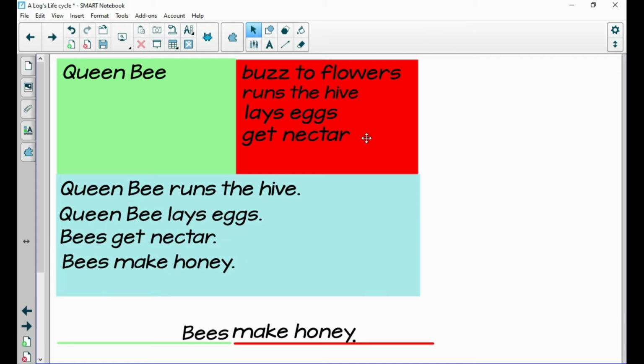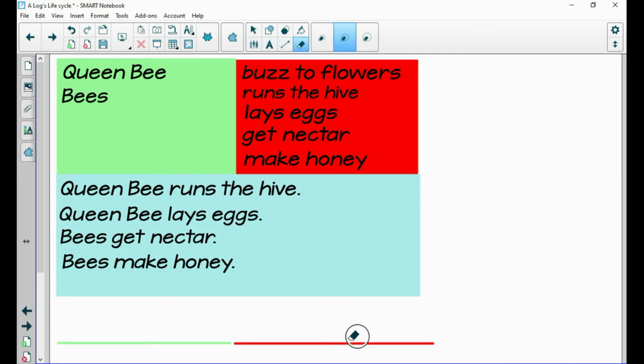We probably could have made some more even if we would have tried. Okay, but those are some good ones for us. So I'm going to move all this out of the way. And now I have 4 good sentences. I have queen bee runs the hive, queen bee lays eggs, bees get nectar, bees make honey.